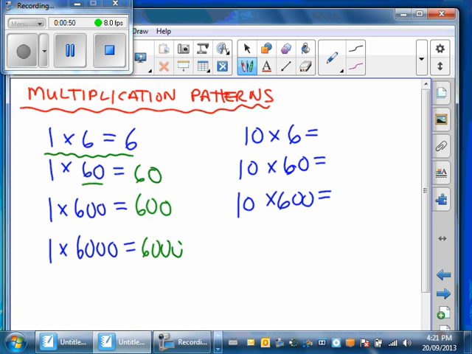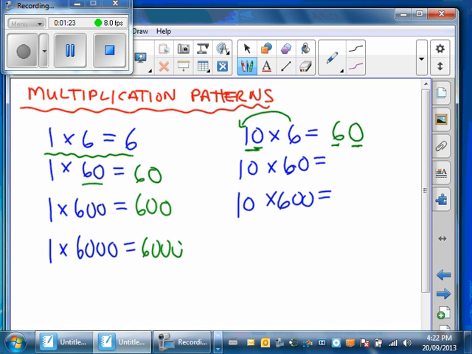But what happens if we go to 10? We change this to a 10. Well, this is going to become 60. But if we take a little bit closer look, we can see a little bit of a pattern emerging here. What we have essentially is 6 times 1, which equals 6, and then all we have to do is add the 0 in to make it 60.